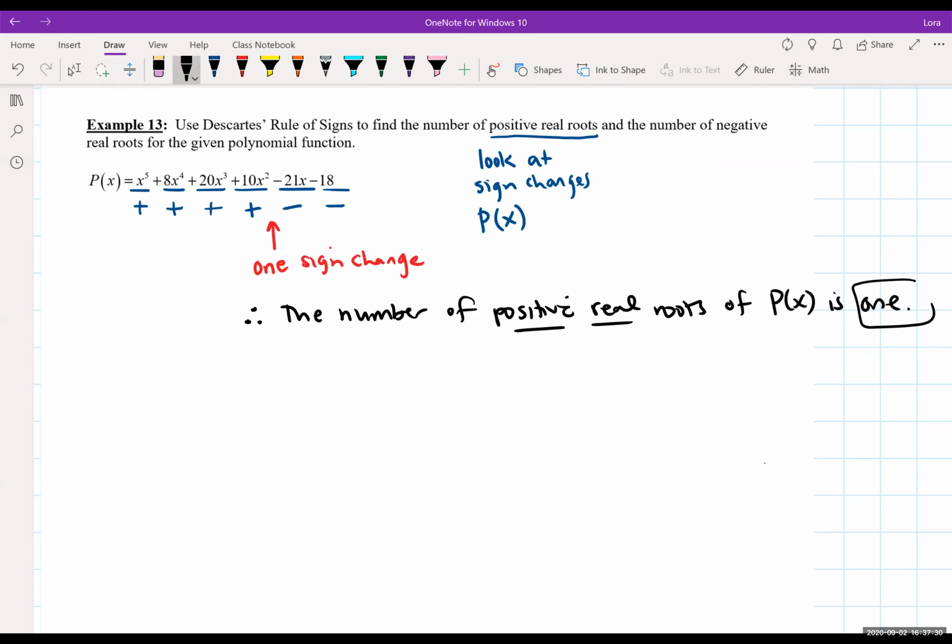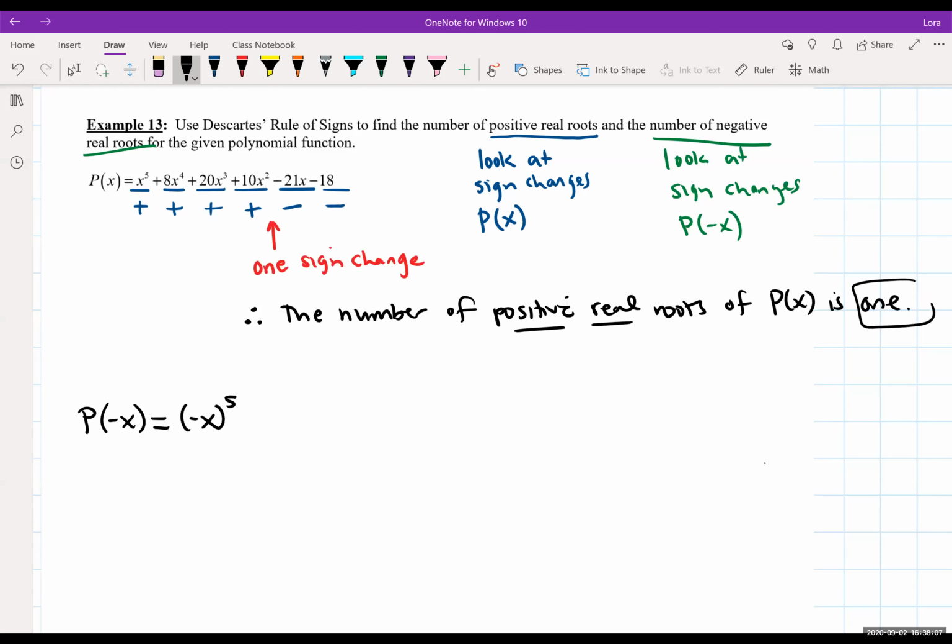Now, if we want to understand how many negative real roots we could have, here we would look at the sign changes of p of negative x. So the first thing we would have to do for ourselves is compute p of negative x. So I'll write that out, and take your time on this. It really does help to go slower so you can really get the idea.